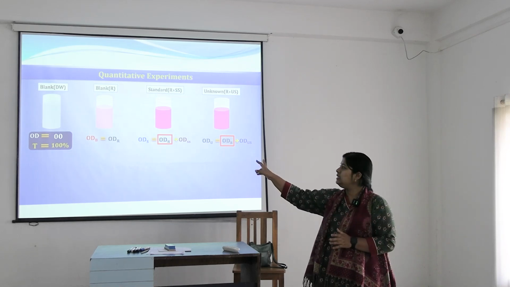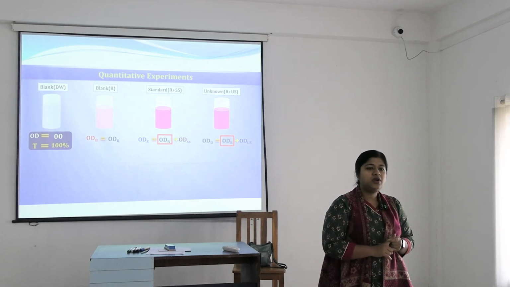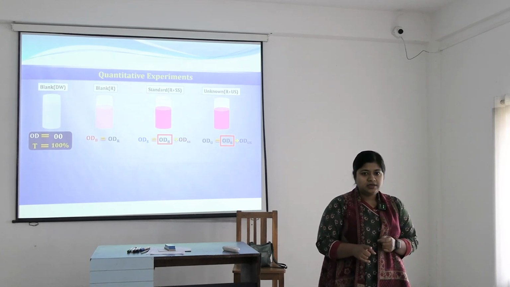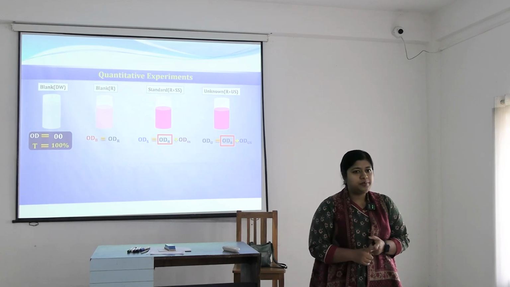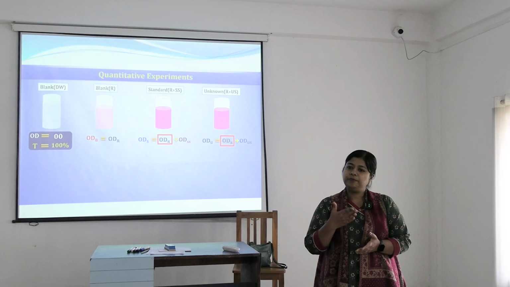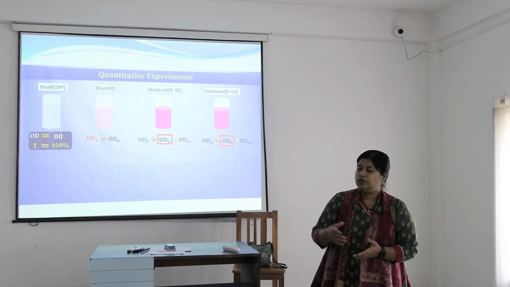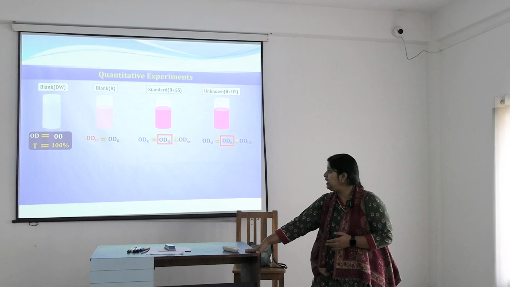So blank is of two types. One is water blank, that is used for calibration of the machine. Water blank, distilled water, we use for calibration of the machine, and reagent blank to eliminate the error. So the reagent blank's OD we will denote as ODR.